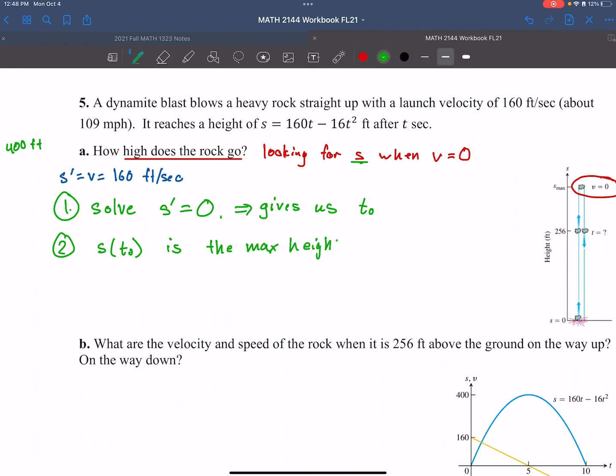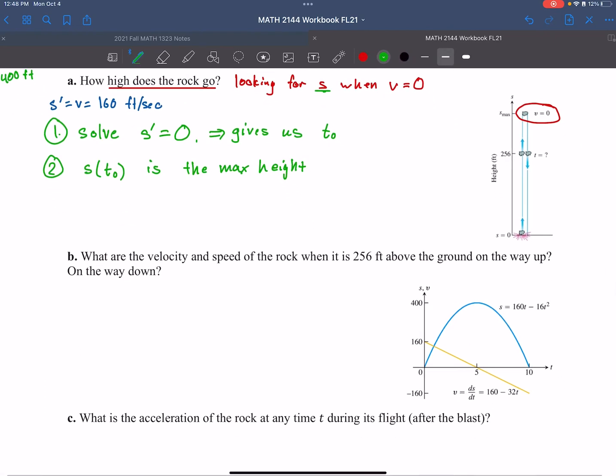So this is an outline of how you approach this. To find the maximum height, we're looking for s when v is equal to 0. So if we solve s prime or v equal to 0, that gives us some time. But remember, we don't want the time, we want the height. So we have to then plug that back into the original position function. So that's the first one.